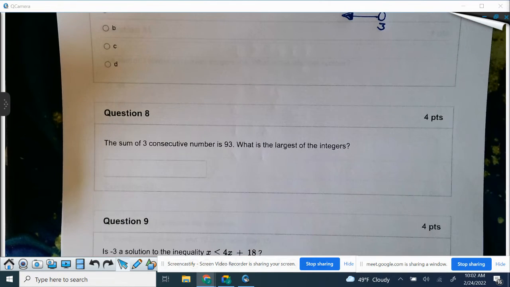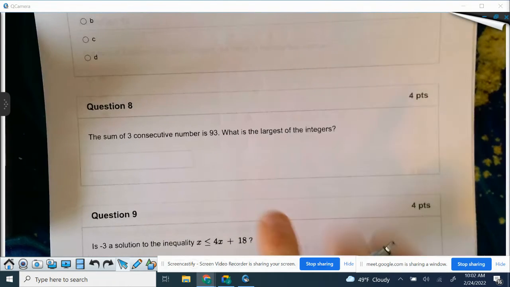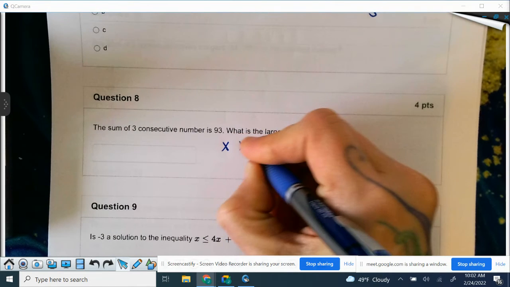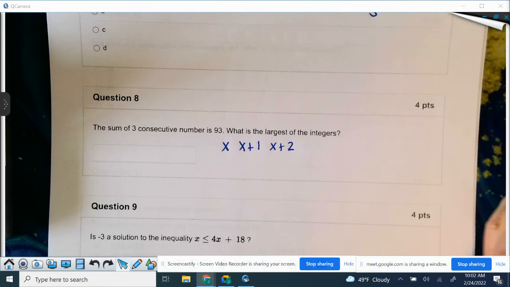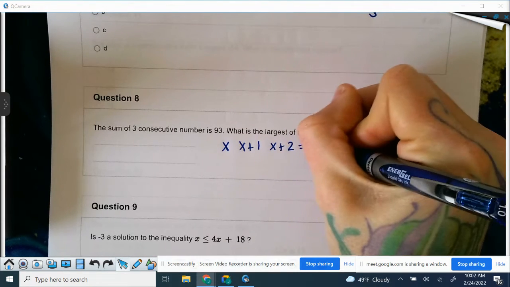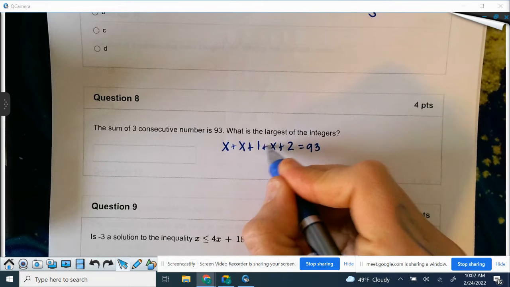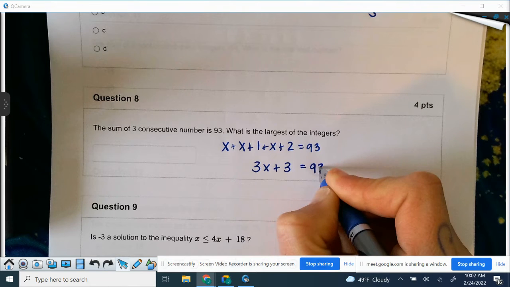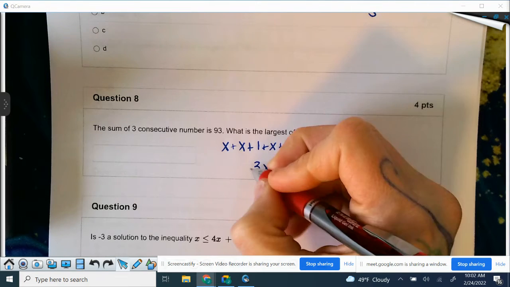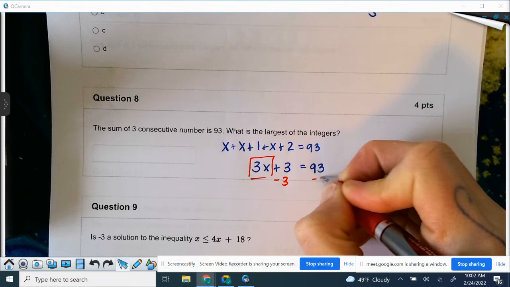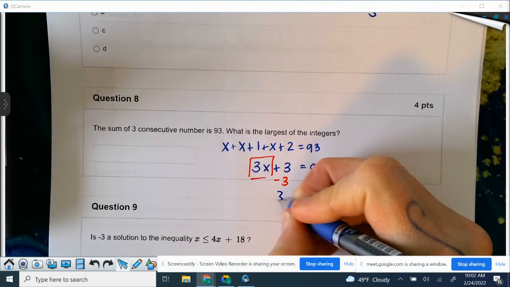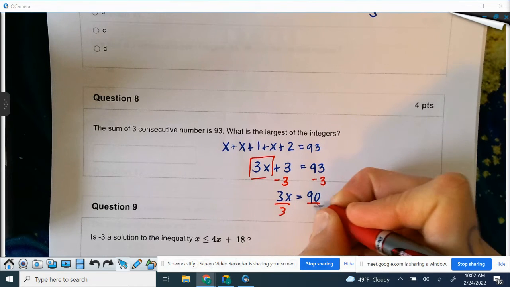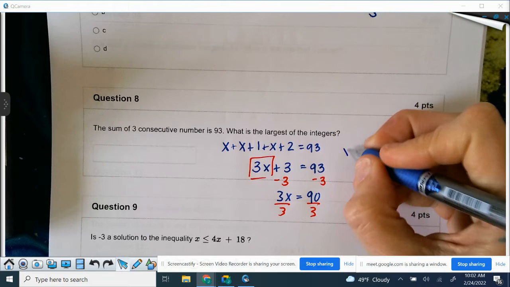The sum of 3 consecutive numbers is 93. What is the largest integer? So consecutive, again, that's going to be x, x plus 1, x plus 2, because it didn't say even or odd, equals 93. Then we're going to add these together. So that's 1, 2, 3x plus 3 equals 93. We need to get x by itself. We're going to subtract 3 from both sides. Gives me 90. 3 times x equals 90, so we've got to divide by 3. And x is going to equal 30.